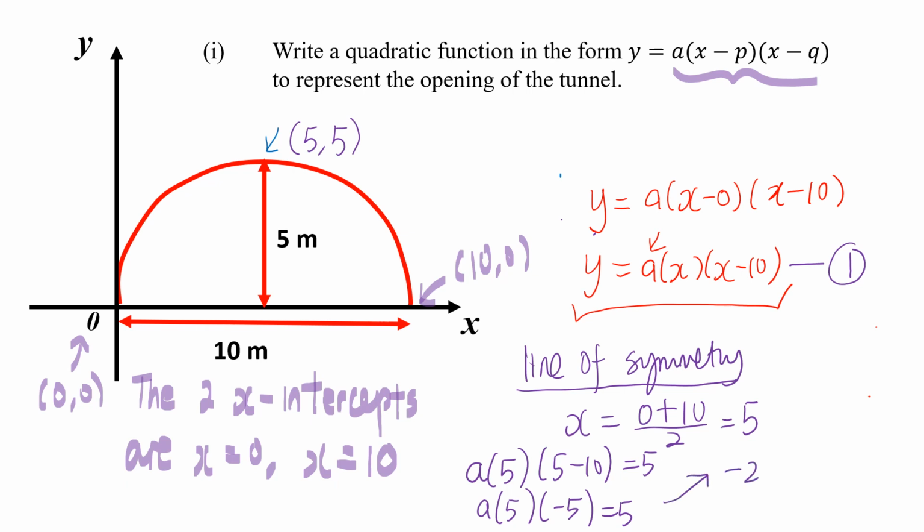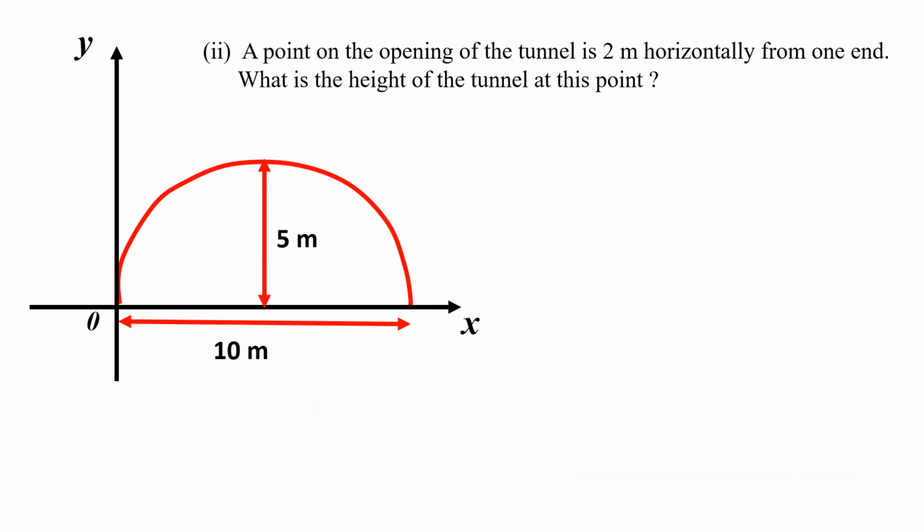And you end up getting negative 25a equals 5. To find a, you just take 5 divided by negative 25. That gives you negative 1/5. With the value of a, you can substitute back into the quadratic function. So the quadratic function will be y equals negative 1/5 multiplied by x, times (x minus 10). So we have found the equation of the quadratic function earlier on.